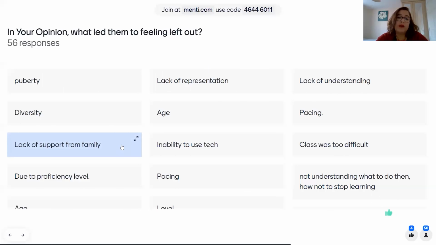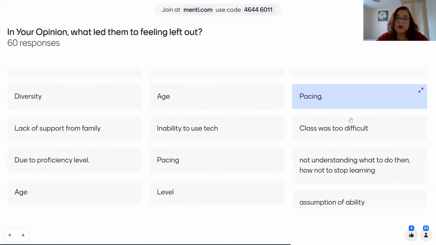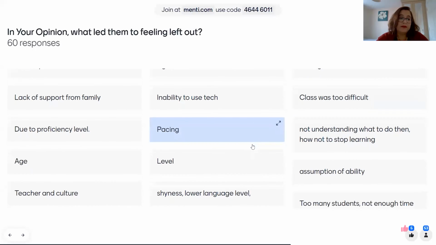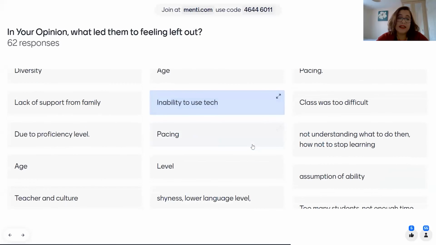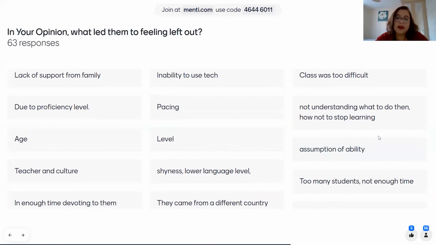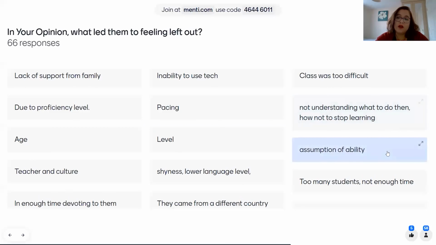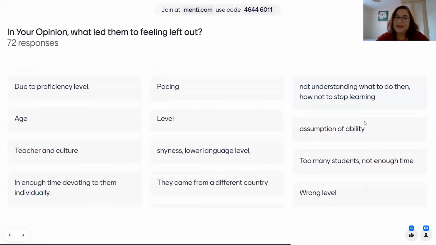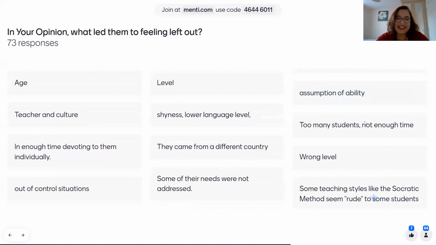Lack of support from family, inability to use technology. Class was too difficult. Pacing has appeared again due to proficiency level, age, assumption of ability. This is an interesting one because we assume sometimes that our students would know how to deal with some of the materials we provide them. Not understanding what to do or how, not to stop learning. Some students are definitely dedicated.